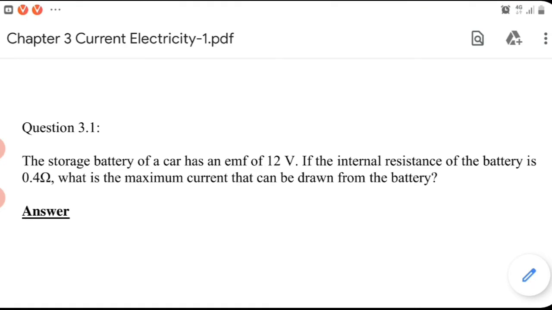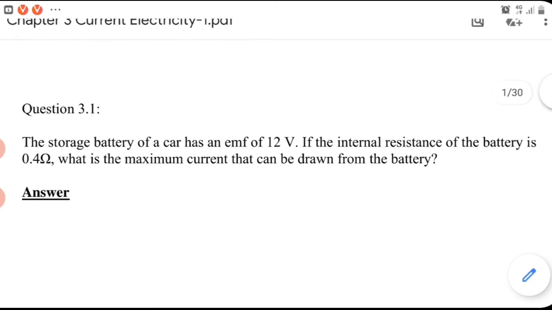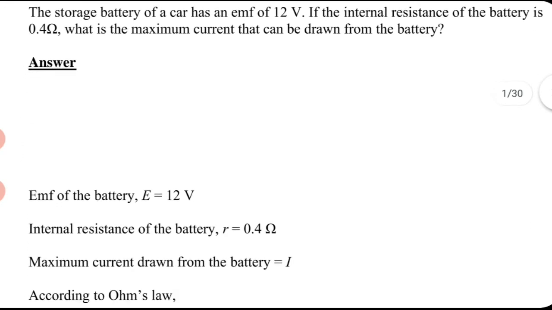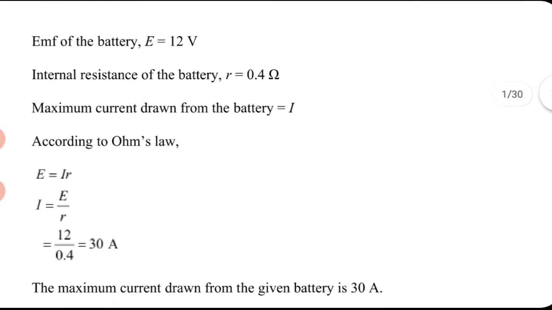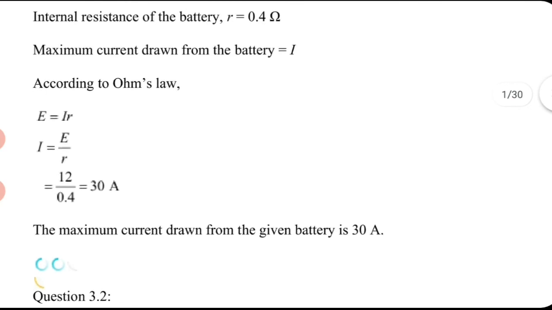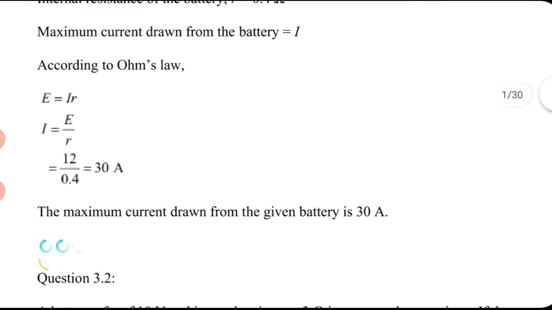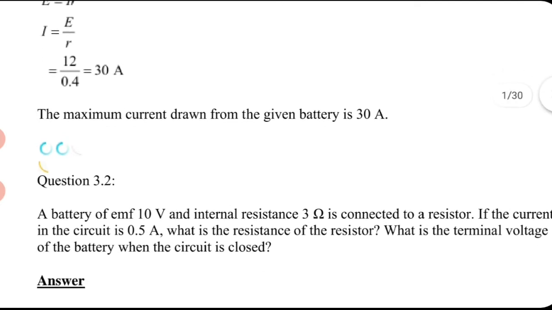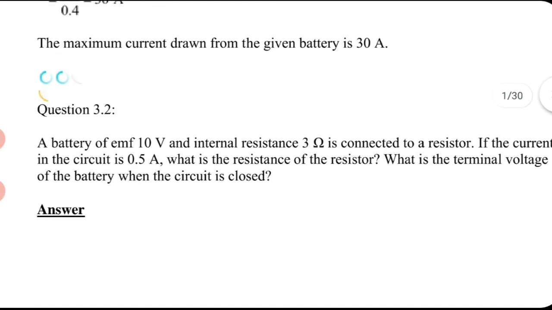Now coming to the exercise questions. Question 3.1. The storage battery of a car has an EMF of 12 volt. If the internal resistance of the battery is 0.4 ohm, what is the maximum current that can be drawn from the battery? Maximum current means external resistance is 0. So it is simply I is equal to E by small r, that is 12 by 0.4, that is 30 ampere. So the maximum current drawn from the given battery is 30 ampere.